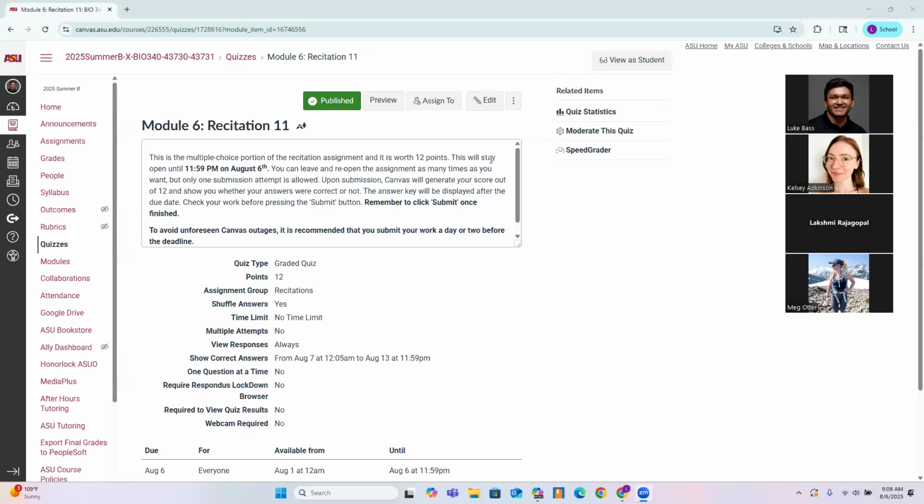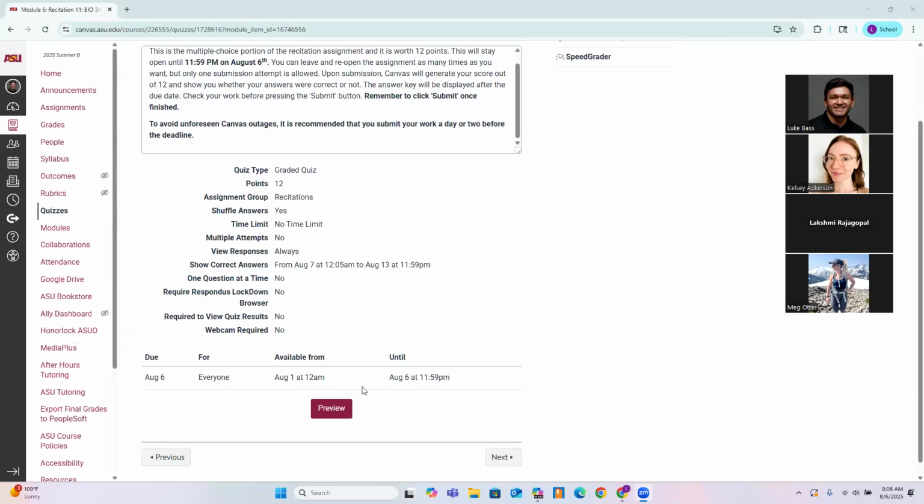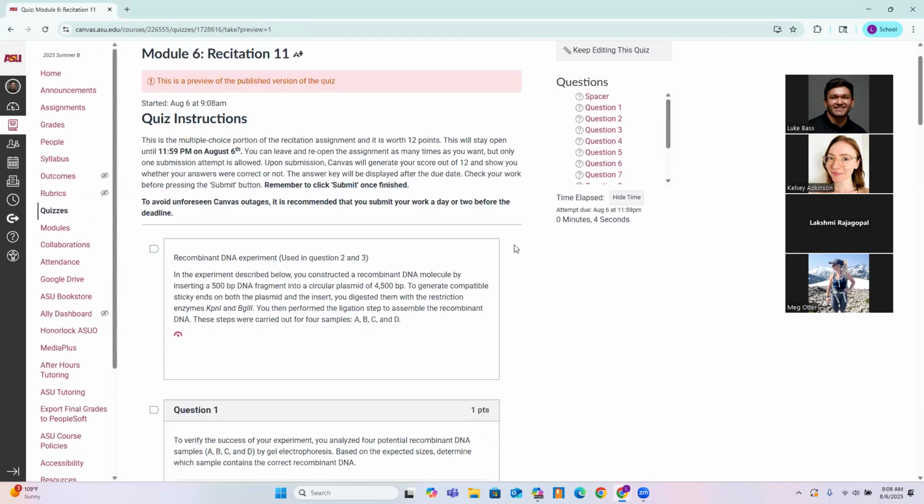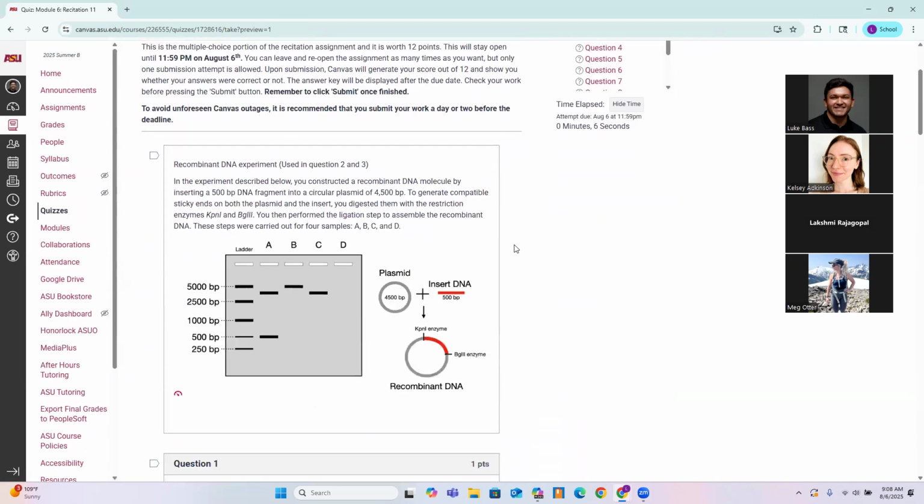I was confused on the first one. I was not sure about the first question. I don't know how to analyze the question to find out which one is the right sample there. How do you feel about all of this up here overall?